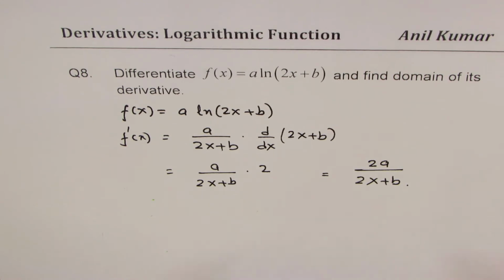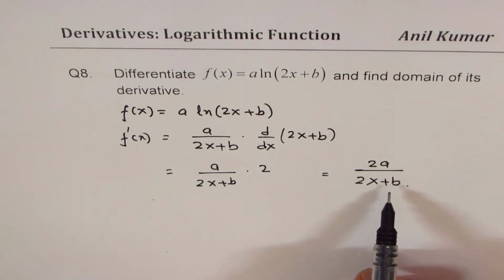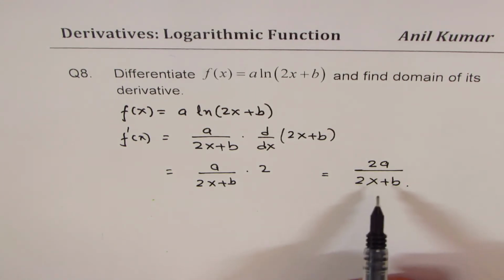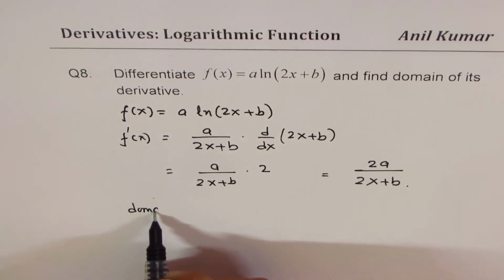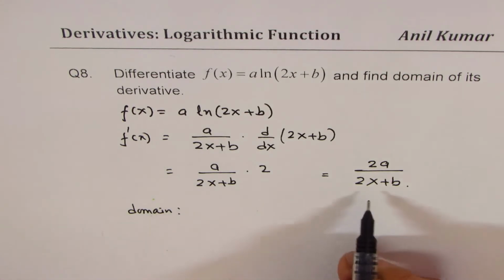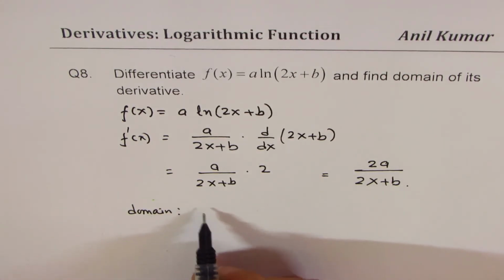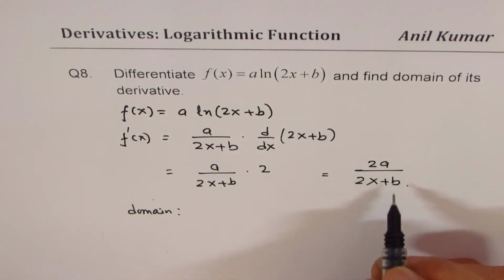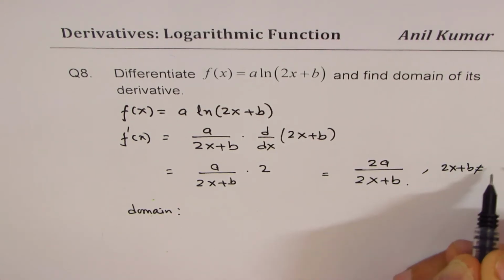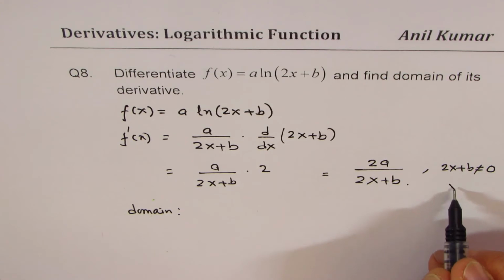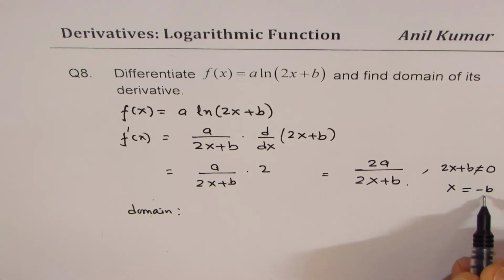So that becomes the derivative of the function, and we are writing the domain of the derivative, right? So the domain is, in this case, 2x plus b cannot be equal to 0. So here 2x plus b is not equal to 0. So we have x is not equal to minus b by 2, correct?